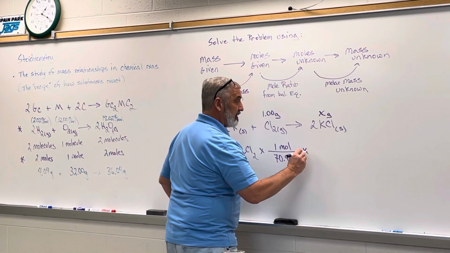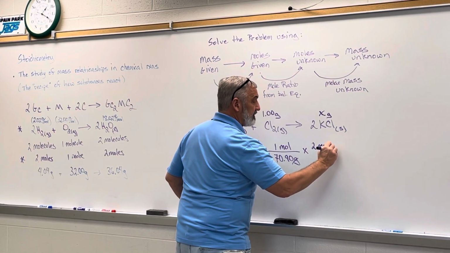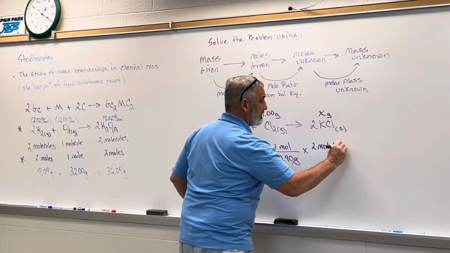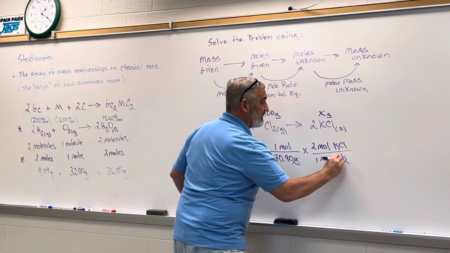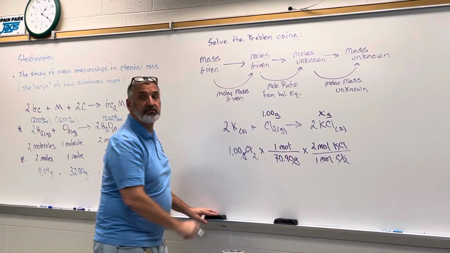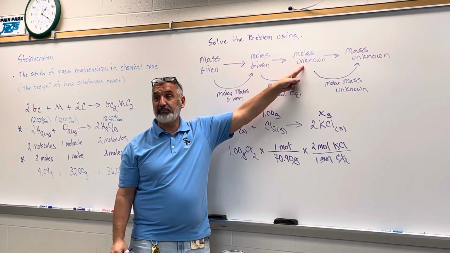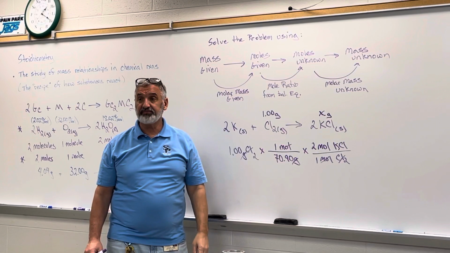So what do I put in my next step? Times 2 moles of KCl, I'm sorry, over 1 mole of Cl2. Because moles of Cl2 cancel. So now, if I was to stop right here, I have my moles of unknown. And then what's the next step?